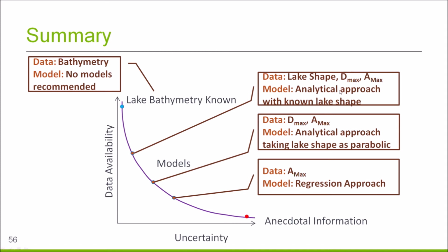And when you don't have lake shape information, you can assume that a lake is parabolic. Then you increase the uncertainty, but at the same time we don't have that much data available. Now, when you have no options or no data is available, you can definitely get the maximum surface area from satellite images or any other photos, or even Google Earth, and then you can apply the regression approach to estimate a volume.